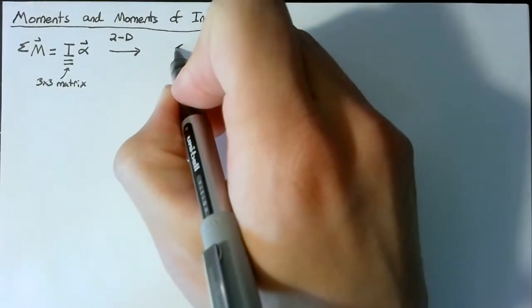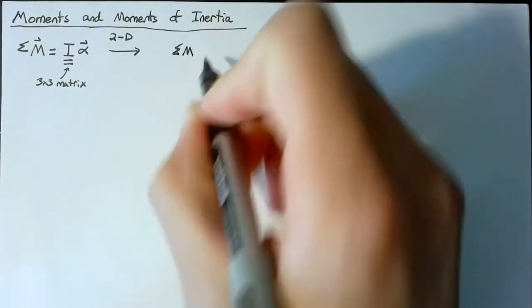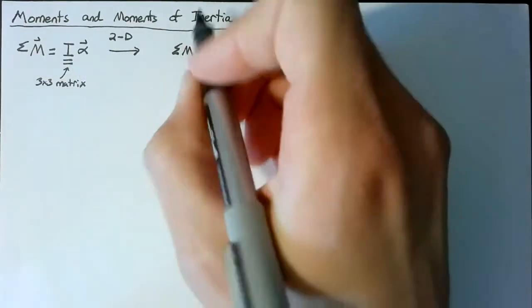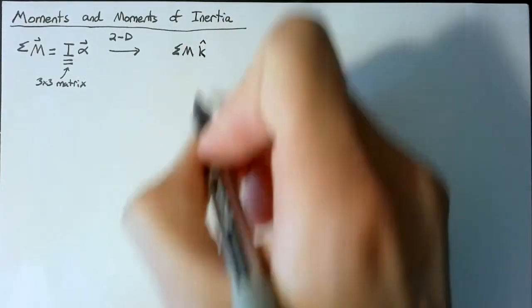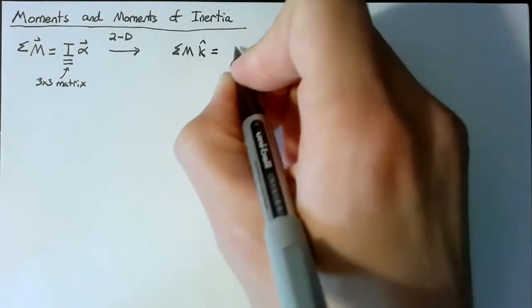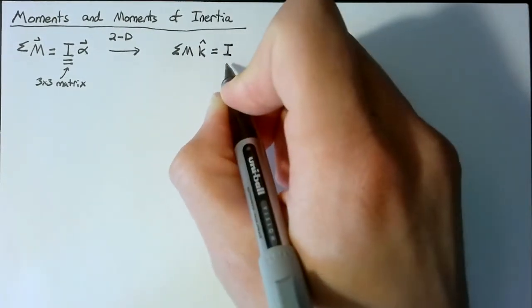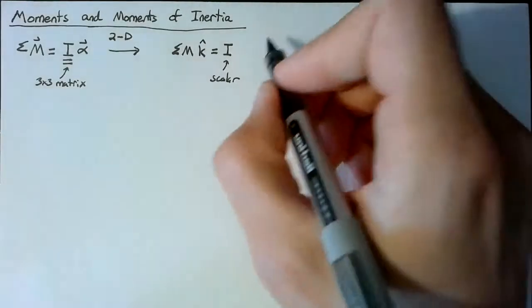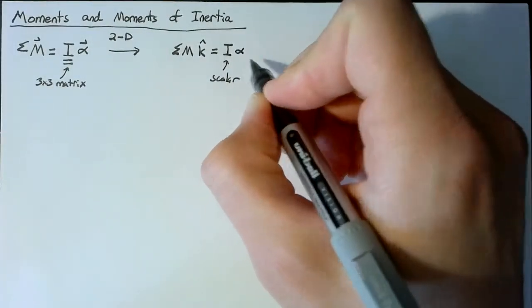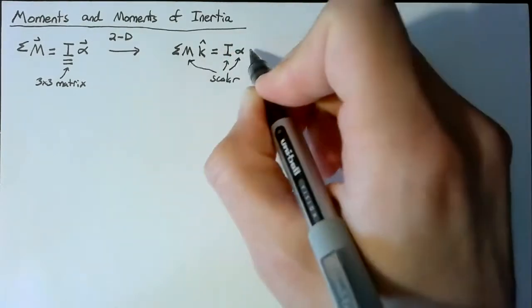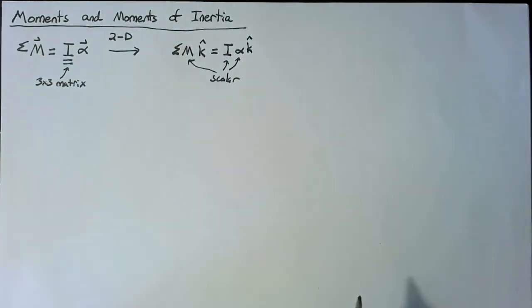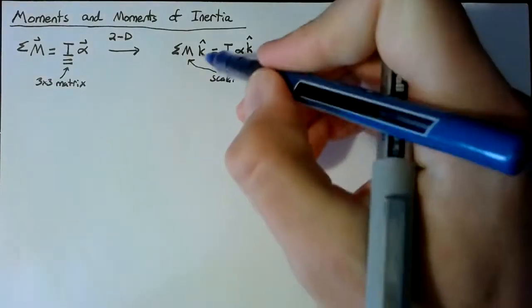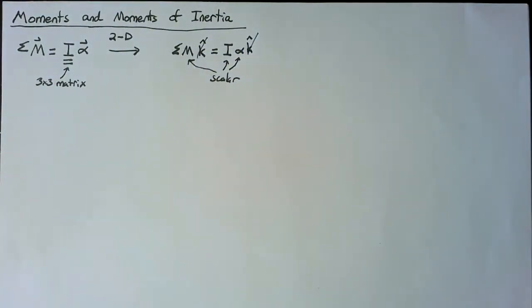I can write this as sum of the moments, and since I've gotten rid of the i and j components, I only have the k components left. And this means that I have a scalar valued I multiplied by a scalar alpha, which again is multiplied by this k unit vector. And when we're doing this, we generally just leave off the k term and think of all these things as scalars.